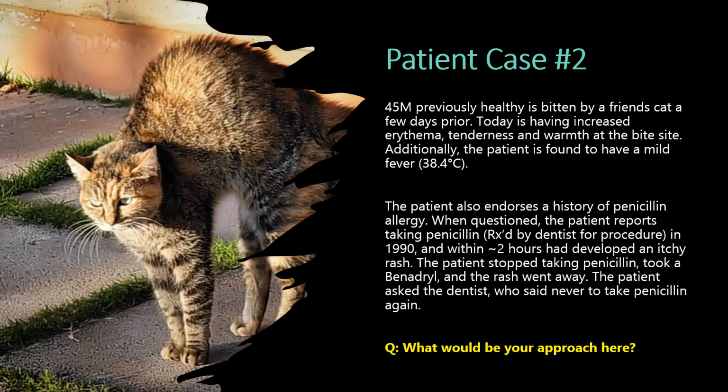Now let's talk about a different group of reactions in our second patient case. This is a 45-year-old male, previously healthy, who was bitten by a friend's cat and develops a skin and soft tissue infection with fever. The patient endorses a history of penicillin allergy, specifically having had a reaction in 1990, so 30 plus years ago, where he developed an itchy rash about 2 hours after administration. He took diphenhydramine and the rash went away. The dentist told him never to have penicillin again for the rest of his life. The question is, what would be your approach here? If you're unaware, for an infection like this, we typically prefer to use a penicillin antibiotic like amoxicillin clavulanate. Is this off the table?